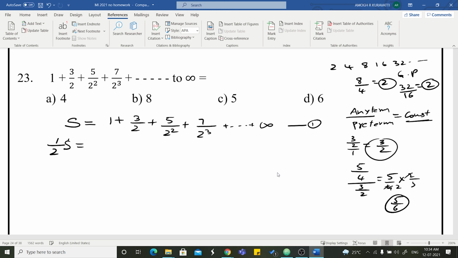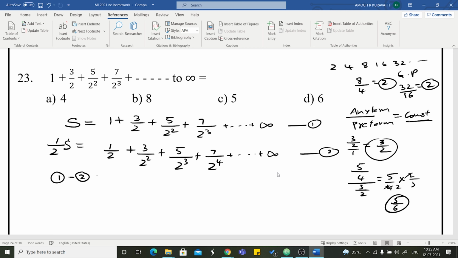1 by 2 S is equal to what? 1 into 1 by 2, 1 by 2. 1 by 2 into 3 by 2, 3 by 2 square. 1 by 2 into 5 by 2 square, 5 by 2 cube. 1 by 2 into 7 by 2 cube, 7 by 2 power 4, and so on to infinity. Okay, then simplify, subtract these two.